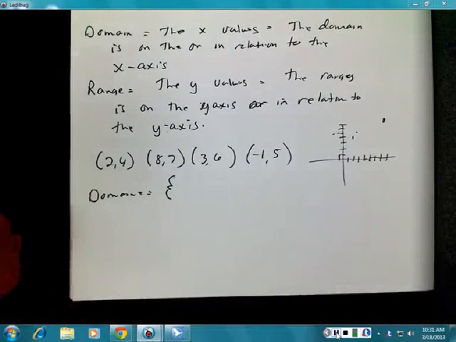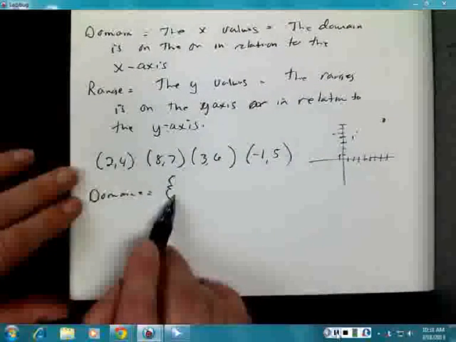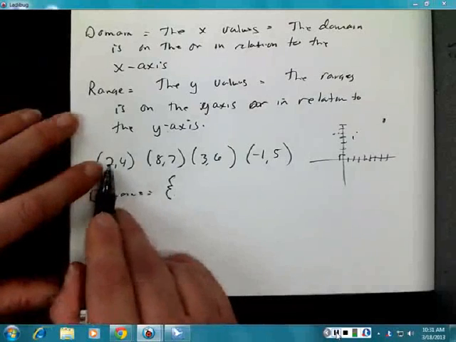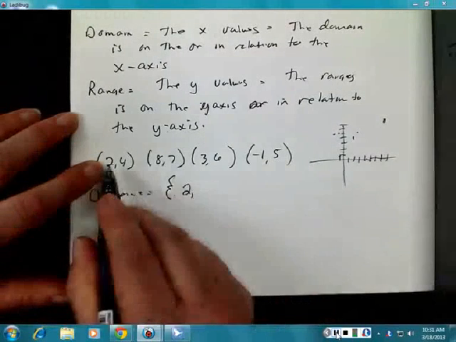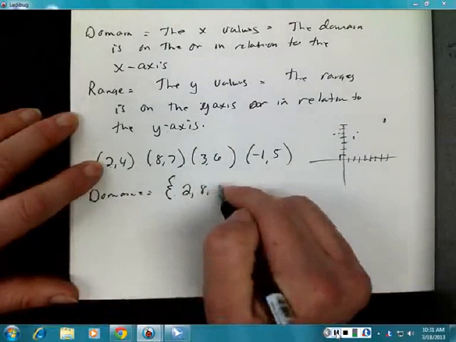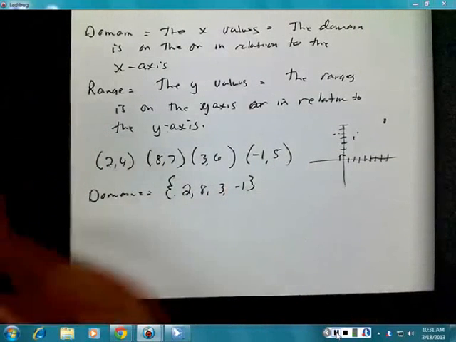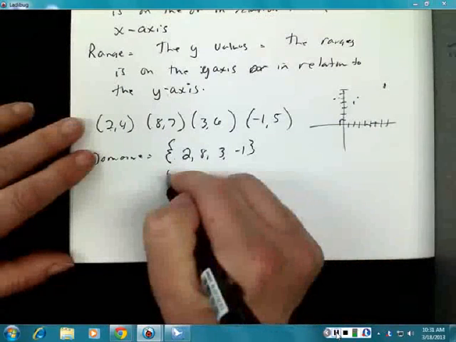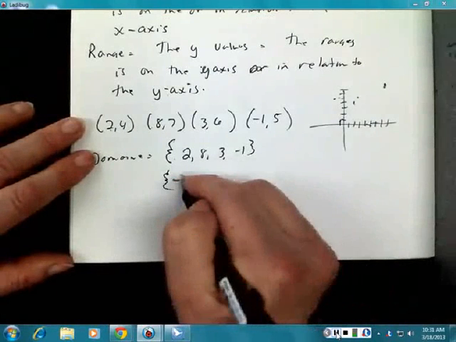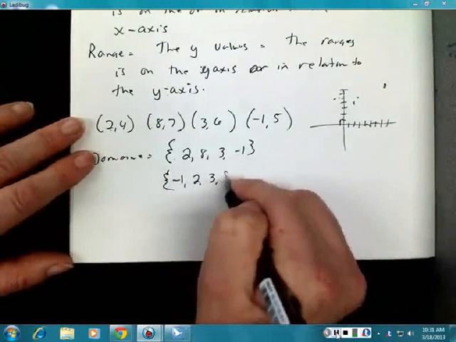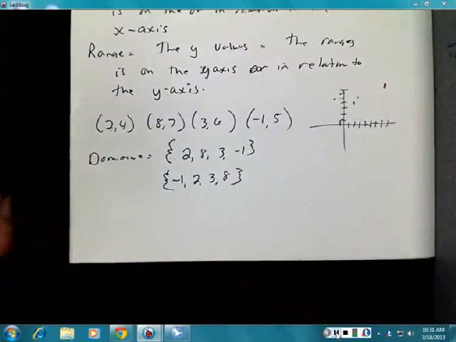So my domain has to be listed as a set. So if I list it as a set, my domain is 2, 8, 3, -1. Now that's not in order. So if I went and I put this in order, it would be -1, 2, 3, 8. Okay? And how are you going to have to put it in? I don't think they make you put it in order. I think you just put it in. Do they? They do?